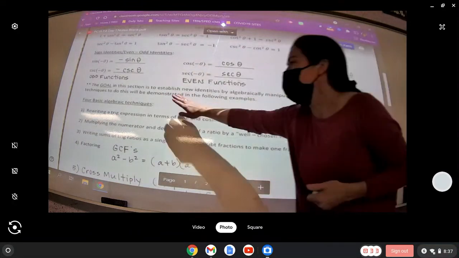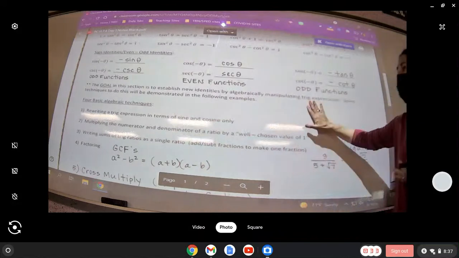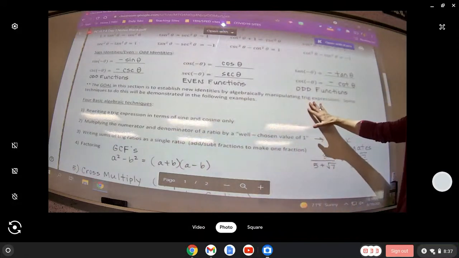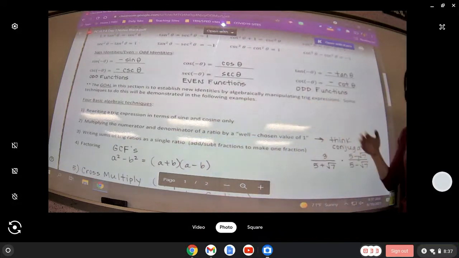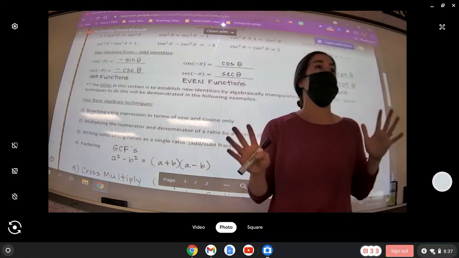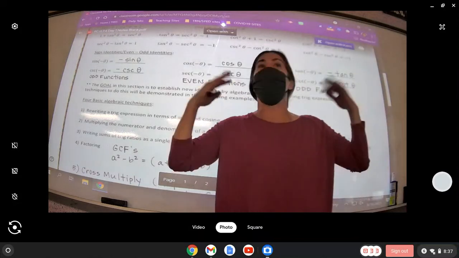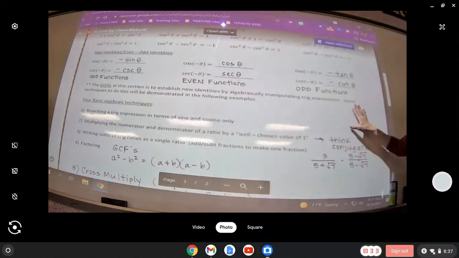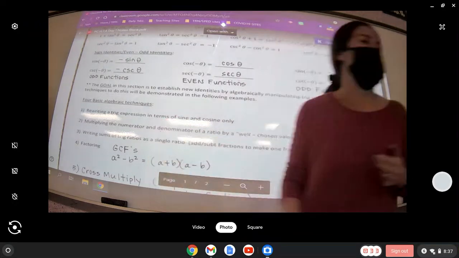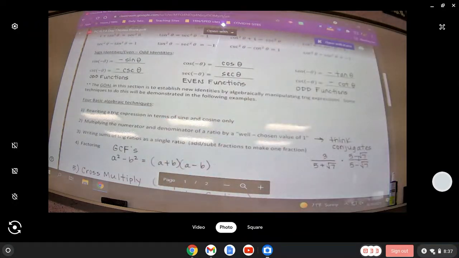All right. The goal in this section is to establish new identities by algebraically manipulating trig expressions. So guys, if you ask me, it just puts your algebra skills to the test. This is all about the algebra. All right? Some techniques to do this will be demonstrated in the following examples. So guys, here are some things they're going to ask you to do. Let me just move it up so you can see it.